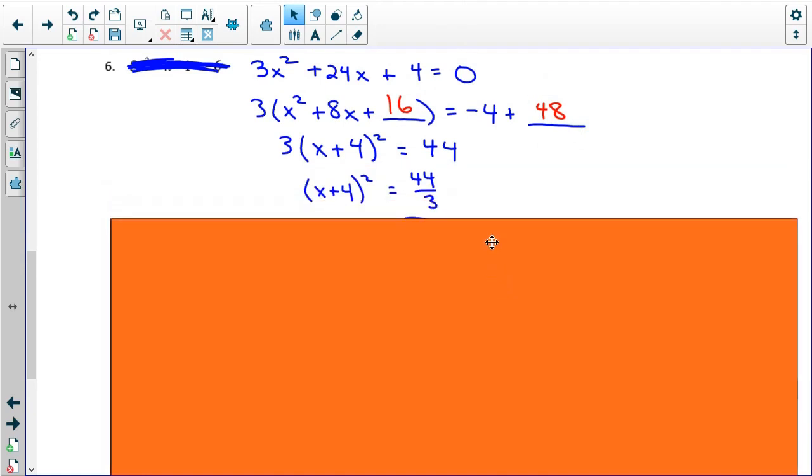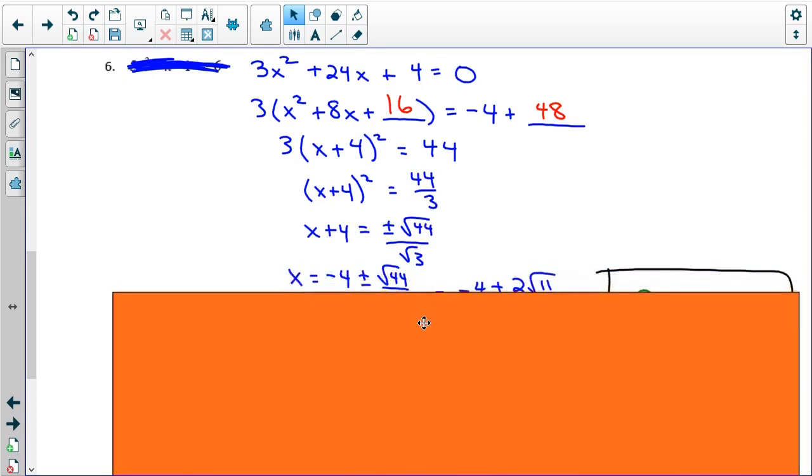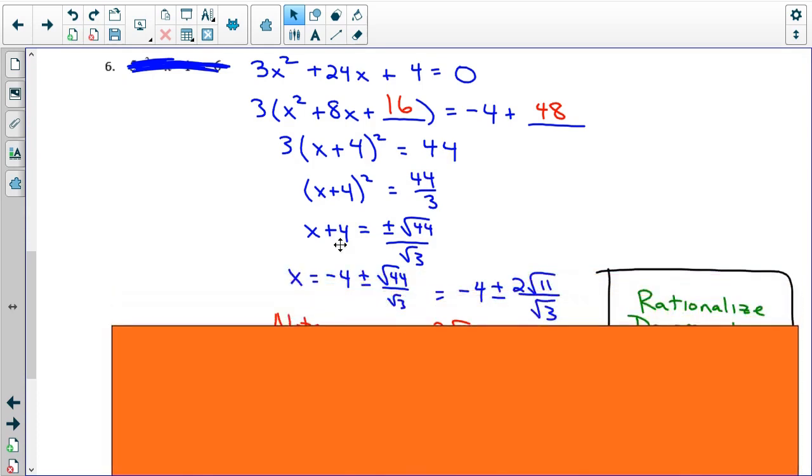I divide both sides by 3. I take the square root, and at that point in time is when I do the plus or minus. It's important to note that in this case, I have to take the square root of the whole 44 thirds, which I can rewrite as the square root of 44 over the square root of 3 if I want. Square root of 44 is really 2 times the square root of 11. So when I subtract 4, I can get this answer.